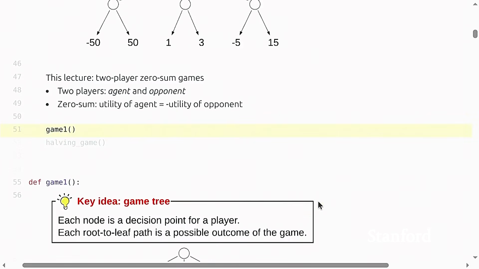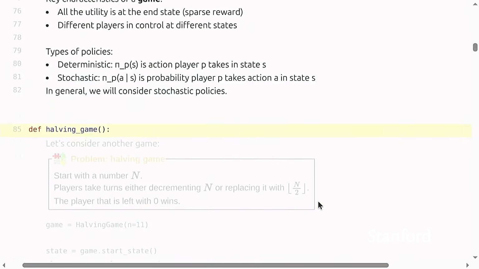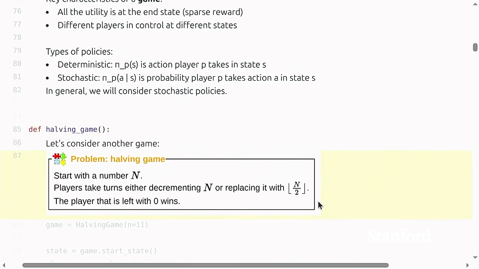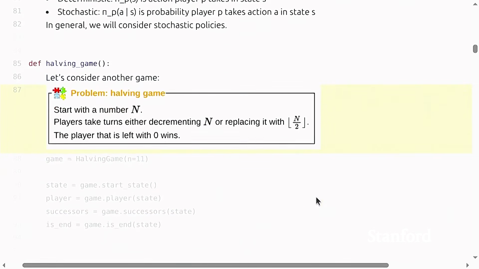Okay, so here's another example of a game. This is a very simple game called the halving game. So I'm going to start with a number n, like let's say 11, and the agent and opponent are going to take turns choosing actions, and an action can be either decrementing n or replacing it with halving it, rounded down. Okay, and the person who is left with 0 wins.